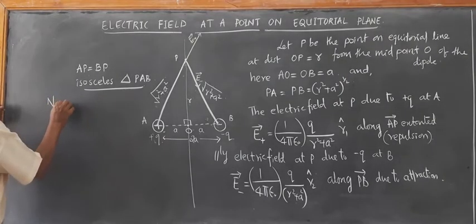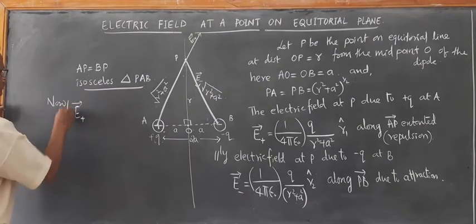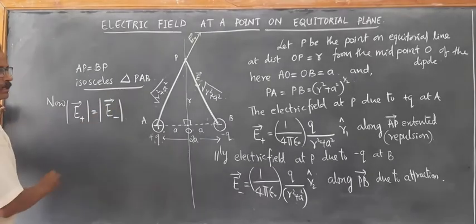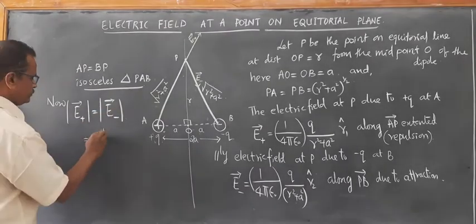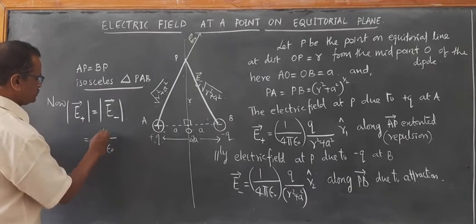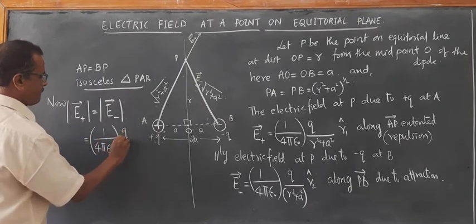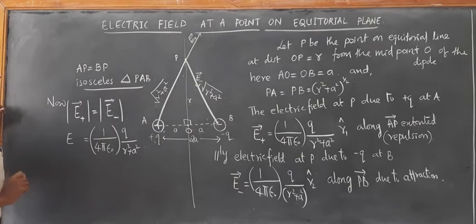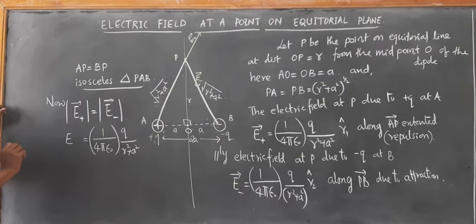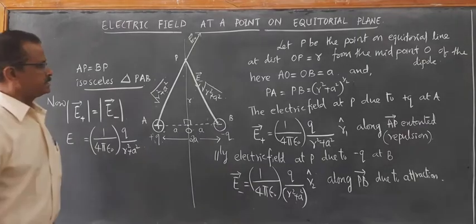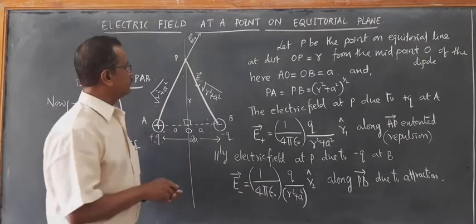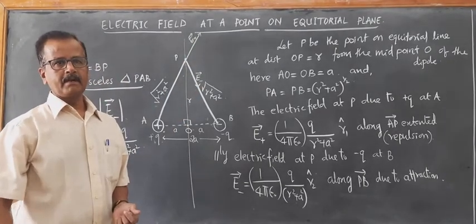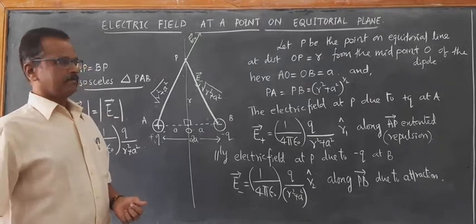Now the magnitude of E plus vector and the magnitude of E minus vector are equal. What is that equal value? 1 upon 4 pi epsilon naught Q upon R square plus A square. This you can write, just take it as E. Right? Now the task is to find out the net electric field due to these two vectors E plus and E minus. So the net electric field can be found out by two methods.